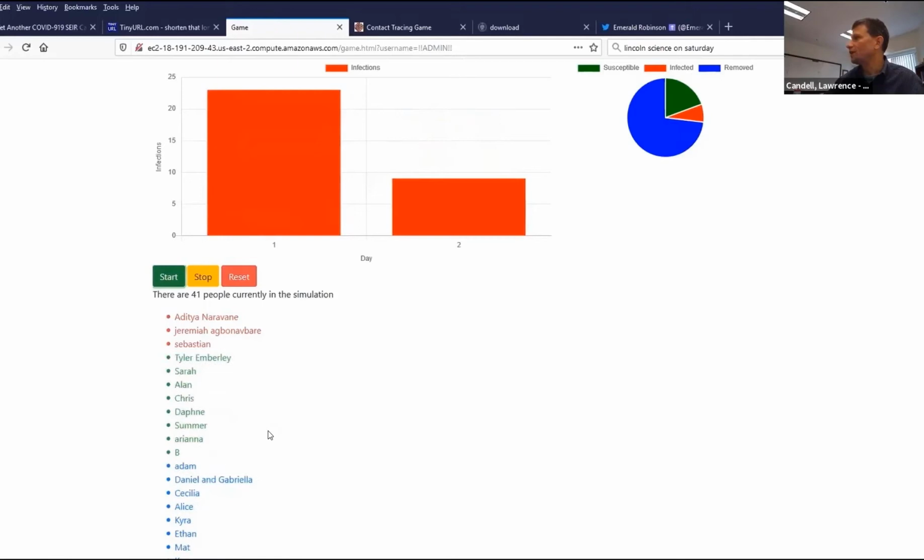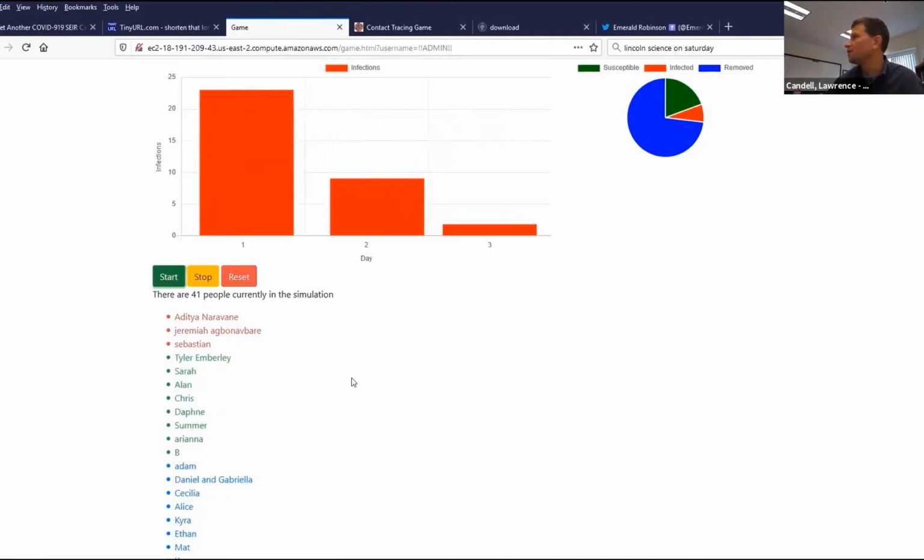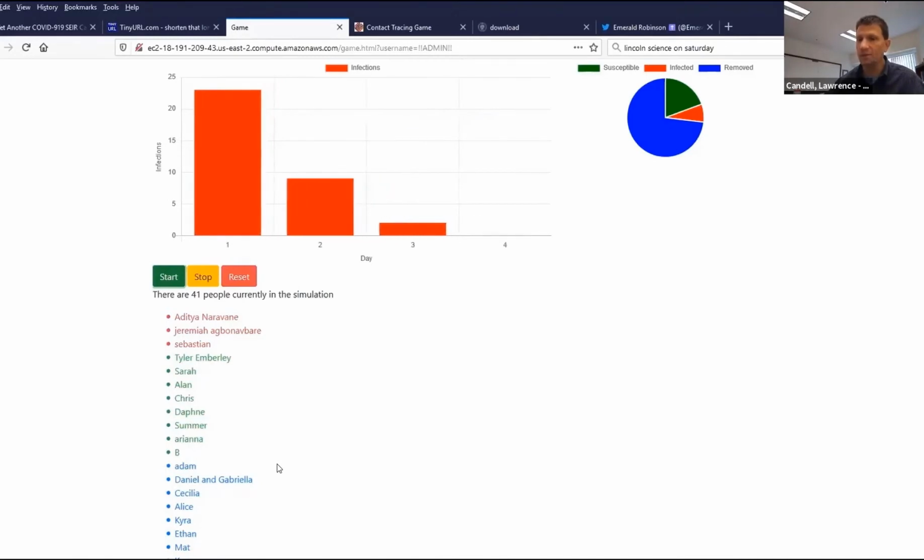And then it's already falling off. So all of that stuff got lumped into the first day because you guys did it so quickly. But you can see that even though we did it quickly, not everyone got infected in the end. And the reason is because we're just running out of people to infect.